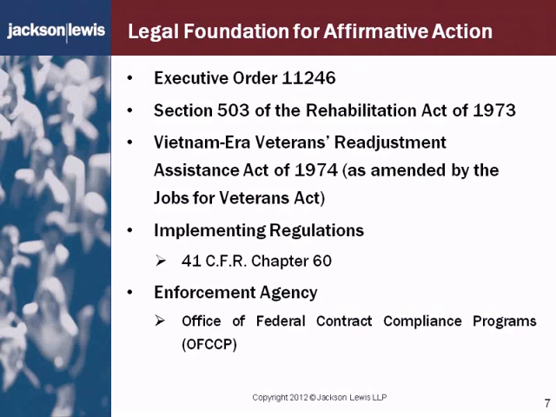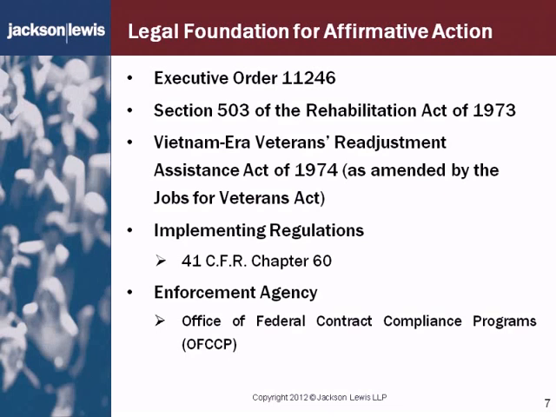In addition to those laws, we have what are called implementing regulations, and those are the sets of rules that pretty much spell out what a federal contractor is required to do, and those can be found in the Code of Federal Regulations, CFR, and that's in Title 41, Chapter 60.